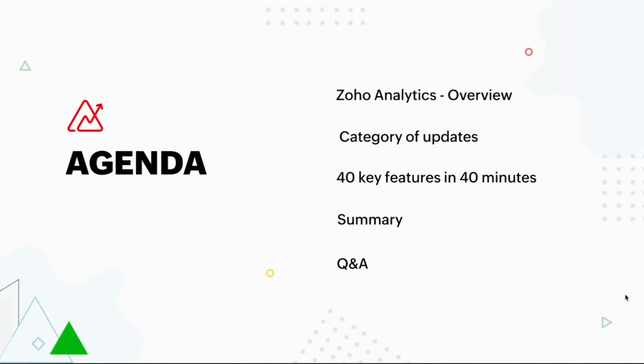Most of you might be already familiar with Zoho Analytics, but we might also have new users as a part of this webinar. So for them, we will be quickly seeing an overview about what Zoho Analytics is. Moving on, we will see all the categories in which we have updates. Next up, we will be seeing the 40 major features in 40 minutes. And at the end, we will have a quick summary of the discussed features, and then we will open up the floor for questions.